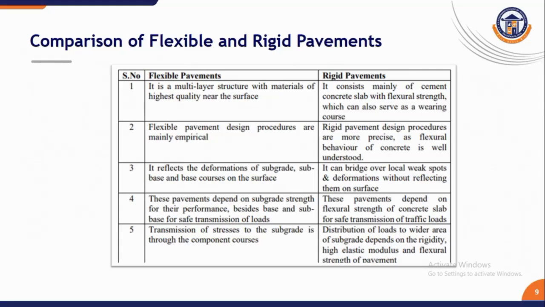This slide represents the comparison of flexible pavement and rigid pavement. The first one is that flexible pavement has multiple layers, and rigid pavement consists mainly of a cement concrete slab with flexural strength, which I already shared in the rigid pavement topic. And the flexible pavement design procedures are mainly empirical, but the rigid pavement design procedures are more precise.